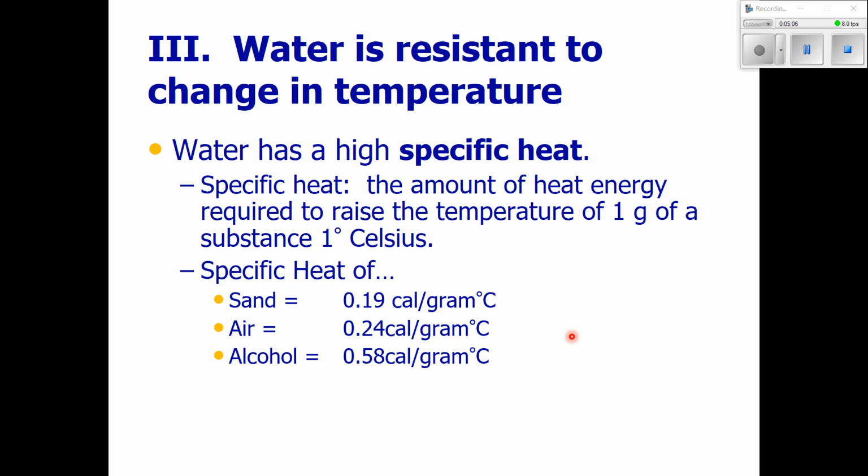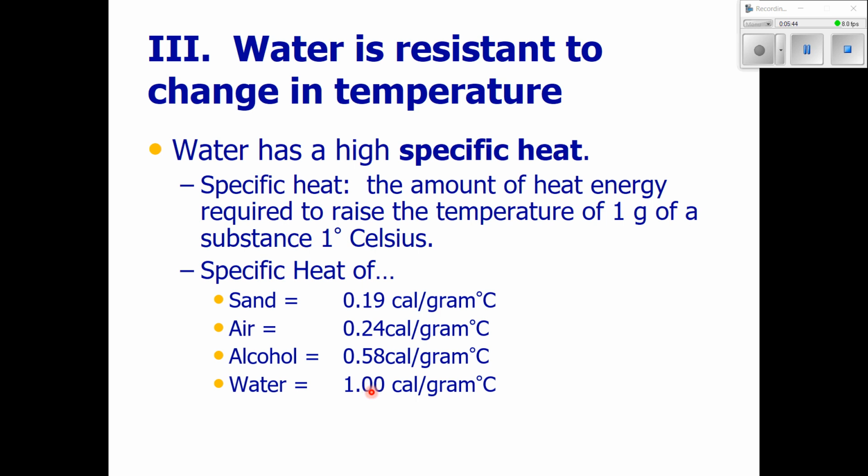Now, again, I don't expect you to memorize these numbers, but look at what happens when we compare these values with the specific heat of water. Water has an extraordinarily high specific heat. It has a specific heat of 1. And it doesn't sound all that high, but look, the specific heat of water is over 5 times greater than sand. It's about 4 times greater than the specific heat of air. And it's almost twice the specific heat of alcohol.